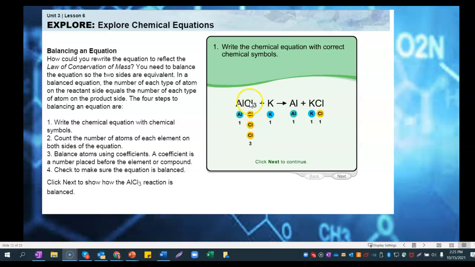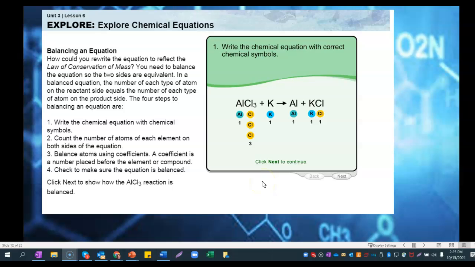And then the chlorine, this is Cl. Remember that it's always going to be a capital and a lowercase letter, and that 3 means that we have 3 of them. We have 1 potassium, and then it yields aluminum, potassium, and chlorine. So this is a very easy way to see that immediately we know the chlorines are not matched up.